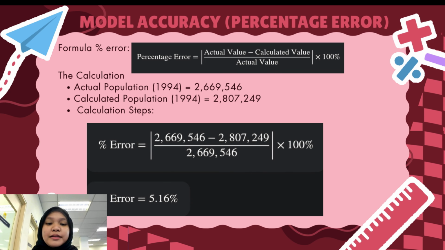To measure reliability, we performed a percentage error analysis. Using the standard error formula, we calculated a margin of approximately 5.16%. In demographic forecasting, an error margin near 5% is remarkably low. This confirms that our particular solution is a highly reliable tool for short-term estimates, proving a strong mathematical approximation of real-world growth.